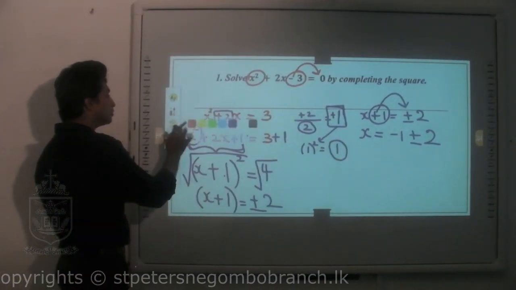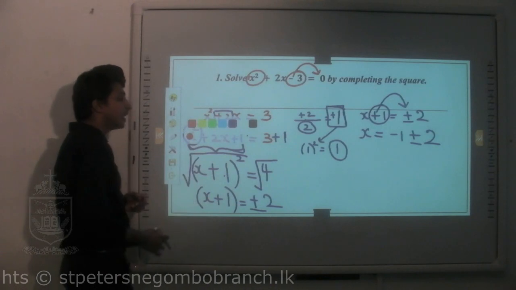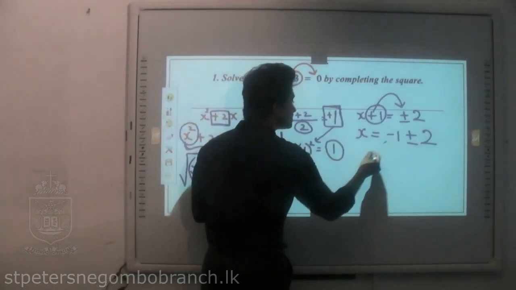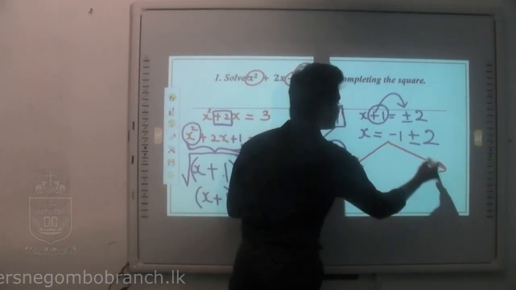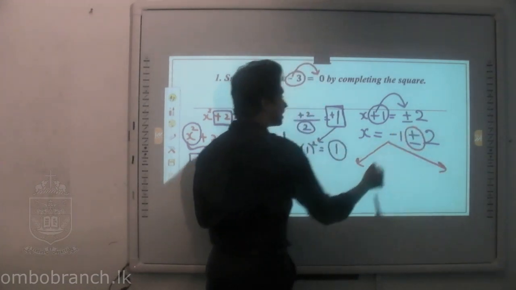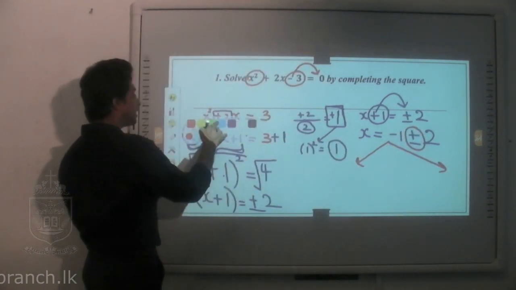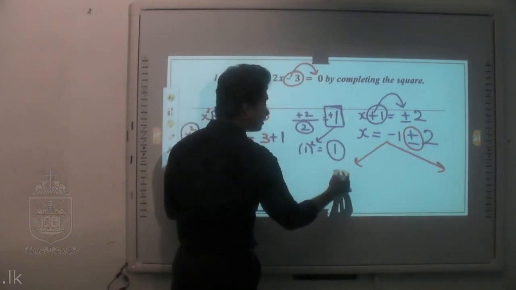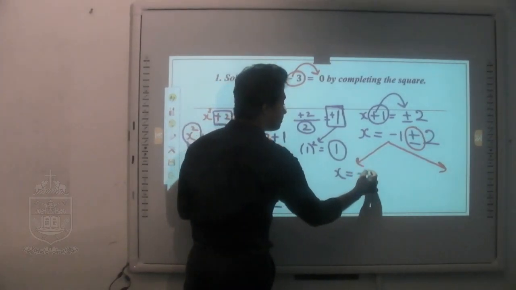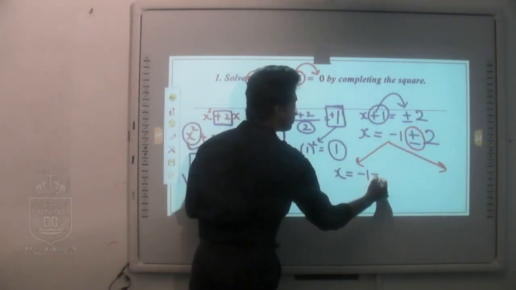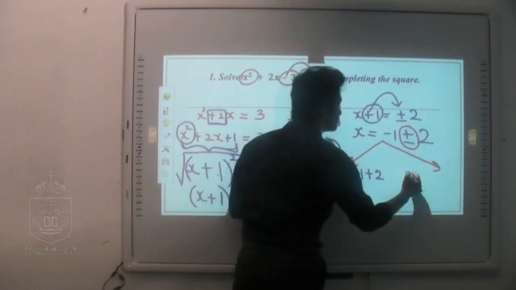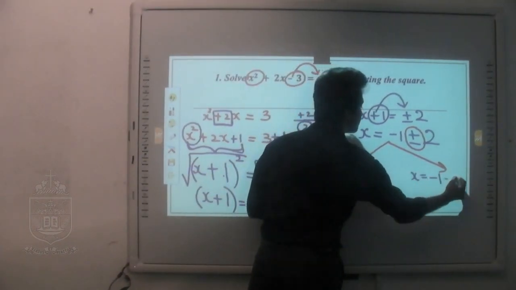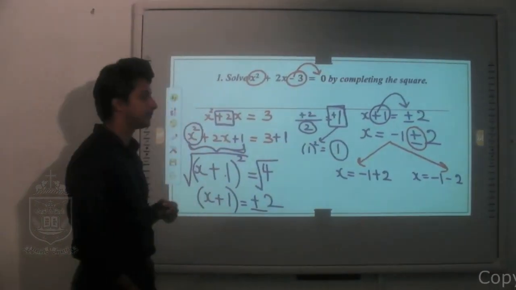Now, what we have to do is break this answer into two parts using plus and minus. How are we going to create it? For one answer I can take x equals minus 1 plus 2. For the other answer I can take x equals minus 1 minus 2.